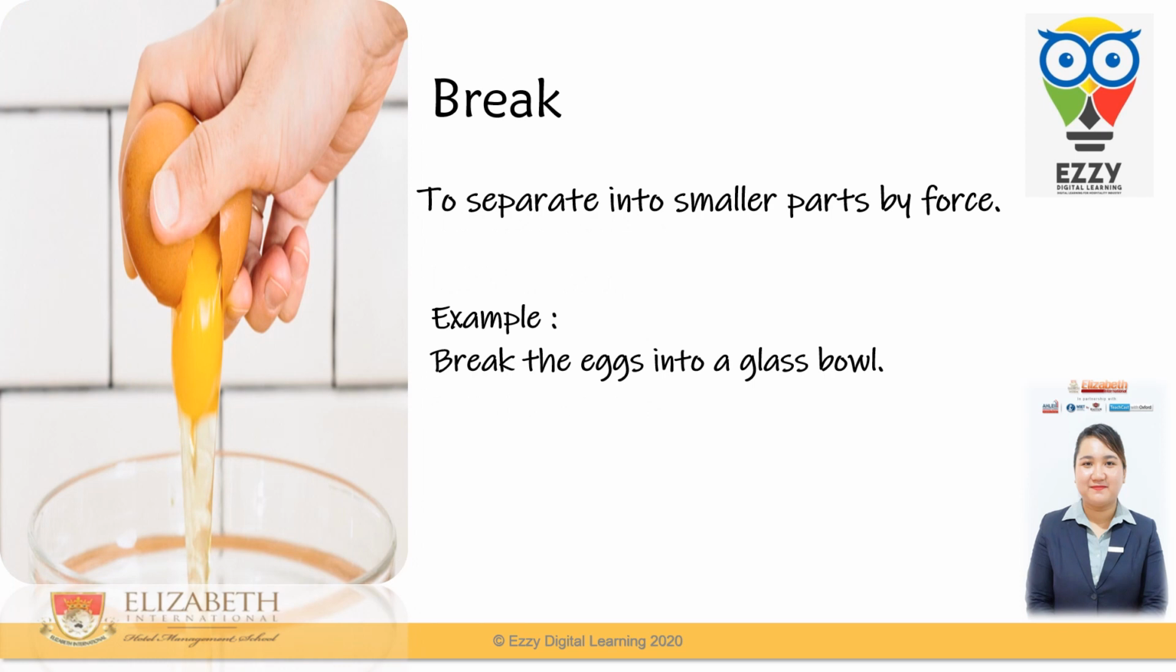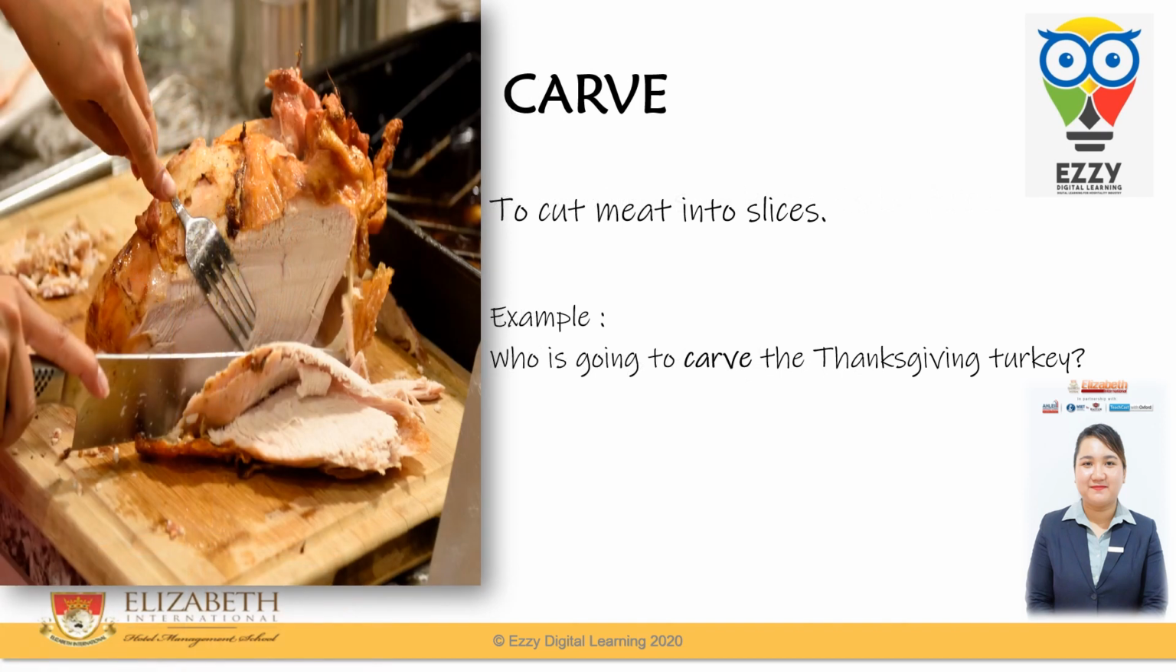Break is to separate into smaller parts by force. For the example, break the eggs into a glass bowl. Carve is to cut meat into slices. For the example, who is going to carve the Thanksgiving turkey?